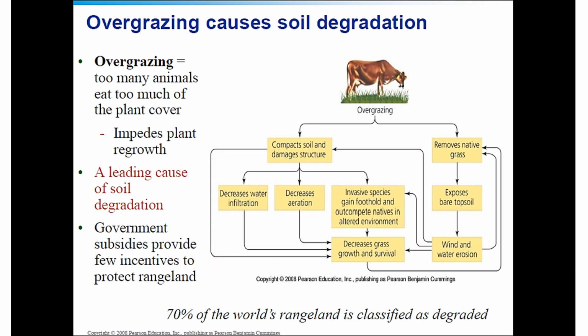Now we also have overgrazing. So grazing is generally where farm animals graze on different lands. So overgrazing, so there is too many animals that eat too much of the plant cover. So it impedes plant regrowth.